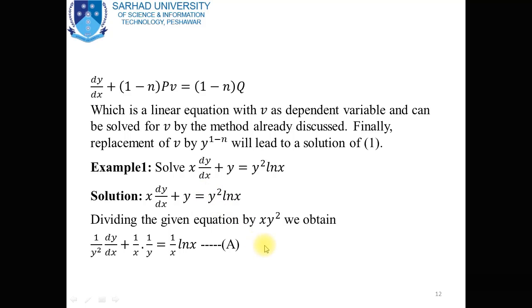After dividing by x y power 2 and using a suitable substitution, this equation will be converted into a linear differential equation. Now dividing both sides of this equation by x y power 2, we obtain 1 over y square dy by dx plus 1 over x dot 1 over y is equal to 1 over x natural log of x. This is equation number A.